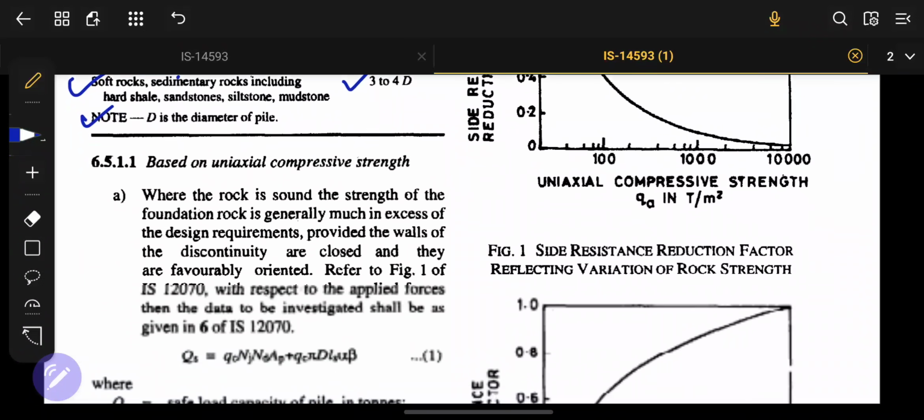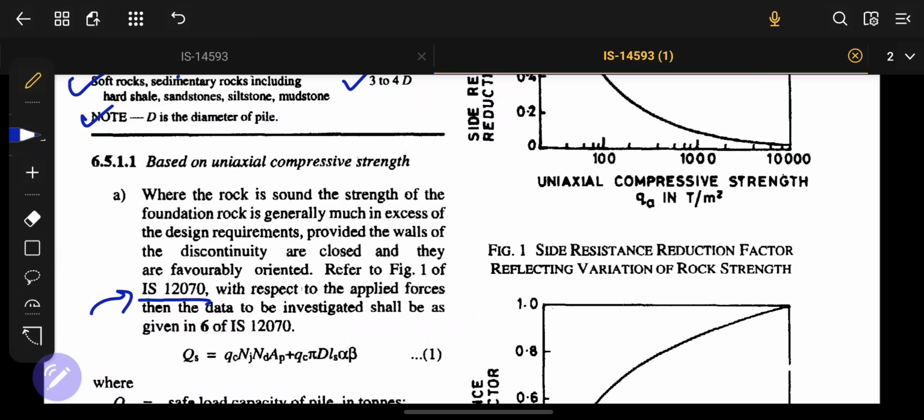Based on uniaxial compressive strength, where the rock is sound, the strength of the foundation rock is generally much in excess of the design requirement, provided the discontinuities are closely spaced and favorably oriented. Refer to figure 1 of IS 12070. IS 12070 gives, for a given fractured or weathered rock profile, the alignment of joint discontinuities, whether it is a vertical joint, horizontal joint, vertically inclined or horizontally inclined. So what is the type of joint and its orientation, based on that the capacity has to be considered accordingly. For that we have to refer to IS 12070.